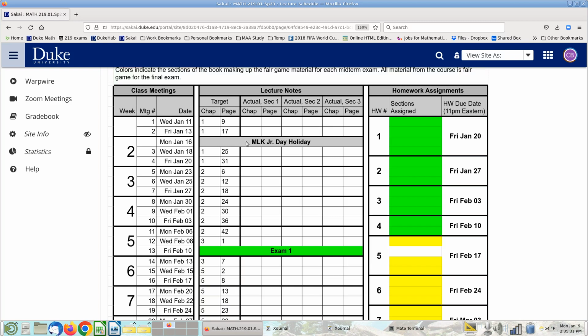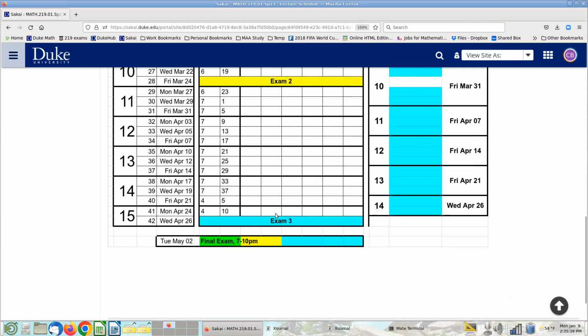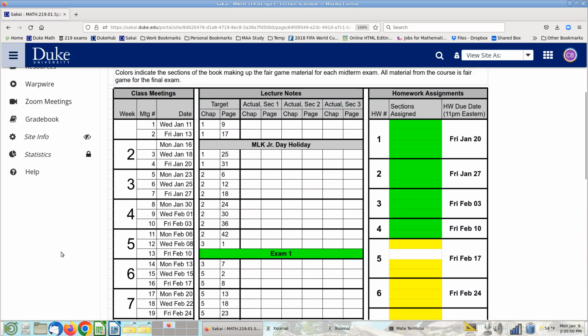Note that holidays are indicated on the schedule. And spring break, the other holiday, exam dates. This is all fixed and documented on the schedule. Final exam, Tuesday, May 2nd, 7 to 10 p.m., as scheduled by the university. Okay, next, let's talk about homeworks.